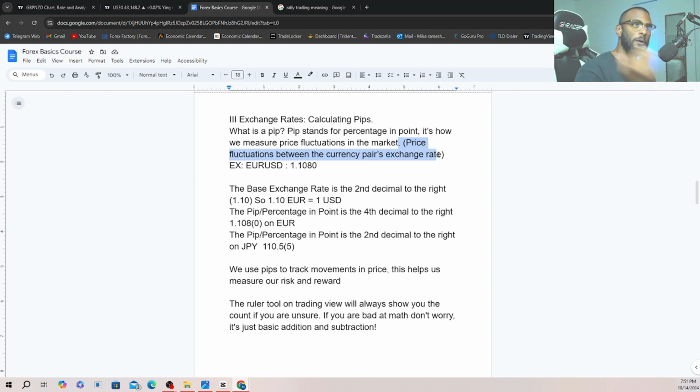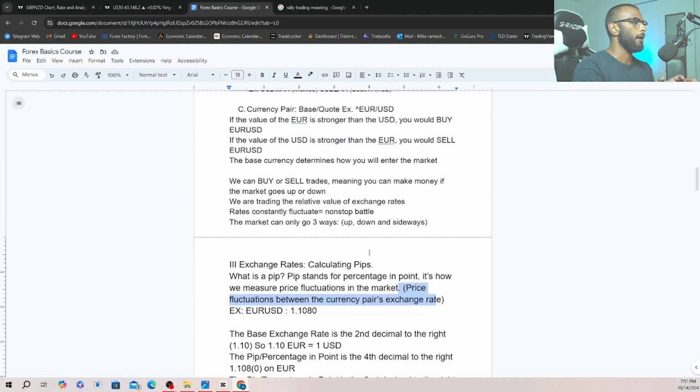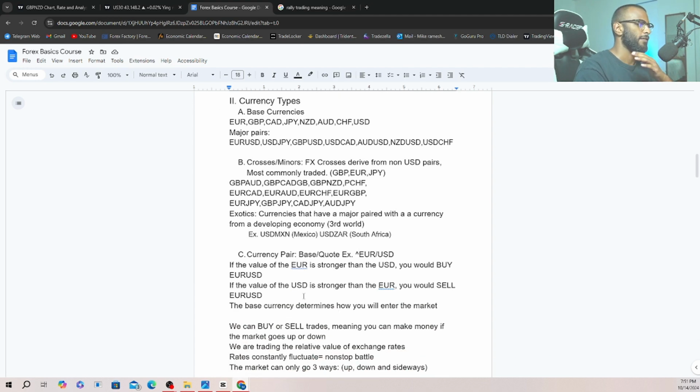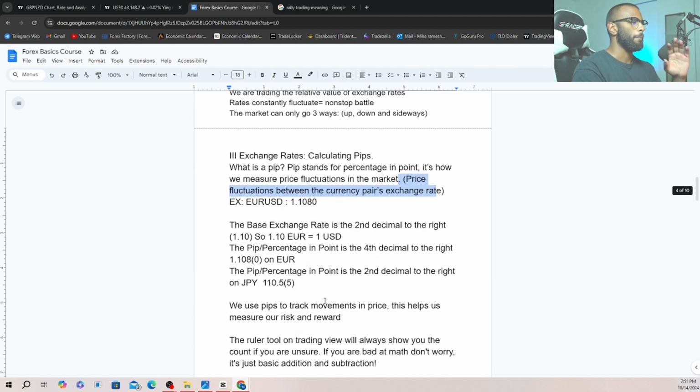Anyways, this is how we measure the price fluctuations in the market, and the price fluctuations that we're trying to measure are within the exchange rate of a particular currency pair. If you're following this series so far, you know that we have currency pairs, different types of currencies, if the value is stronger, if the value is weaker. The PIP is what we use to identify the exact amount of the strength or weakness movement, the fluctuation in price. For example purposes, we're going to be using Euro USD.